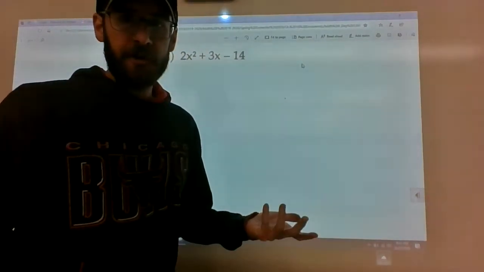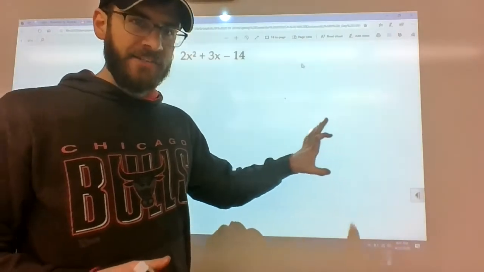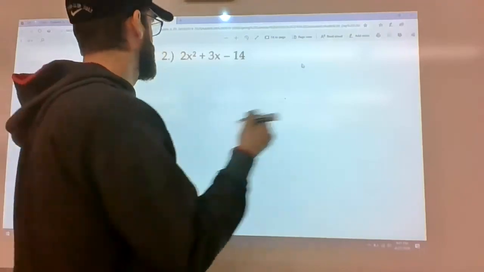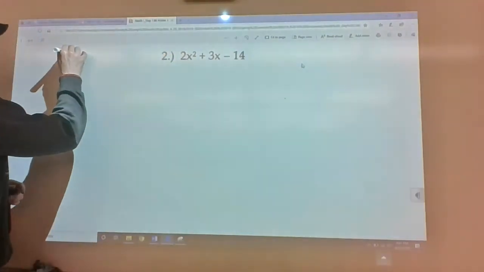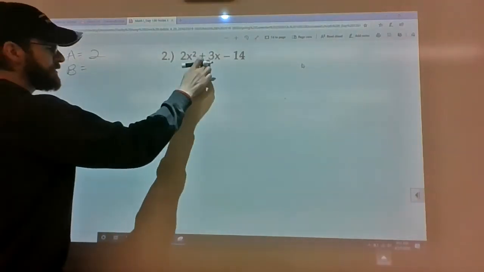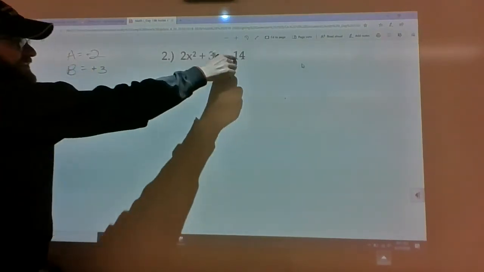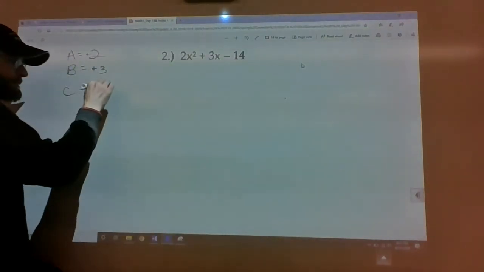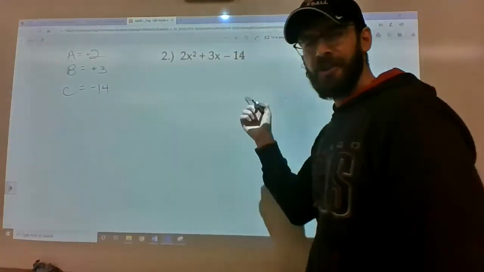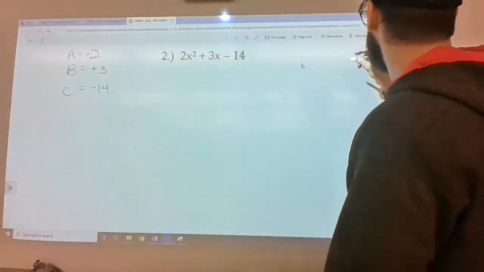All right, so first things first, what I'm going to do is identify what A, B, and C are, figure out my AC, figure out my B, and then maybe start to make sense of that column. So, A equals 2, B equals +3. I should be very specific about positives or negatives. C equals -14. All right, so just using that chart. Make sure you have it in standard form, by the way. If it's not in standard form, it's not going to work out.